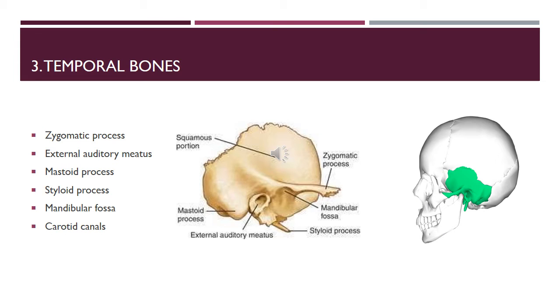The next cranial bone is the temporal bone. It is situated at the side and at the base of the skull. It has six constituent parts: the cheekbone or zygomatic process; the external auditory meatus, also called the external acoustic meatus or the ear hole; a bony bulge at the back of the ear called the mastoid process; then the styloid process, which is connected to part of the throat and tongue; then the mandibular fossa, which is a part of the temporal bone where the mandible fits in; and then the last, the carotid canal, through which the carotid artery passes to supply blood to the brain.